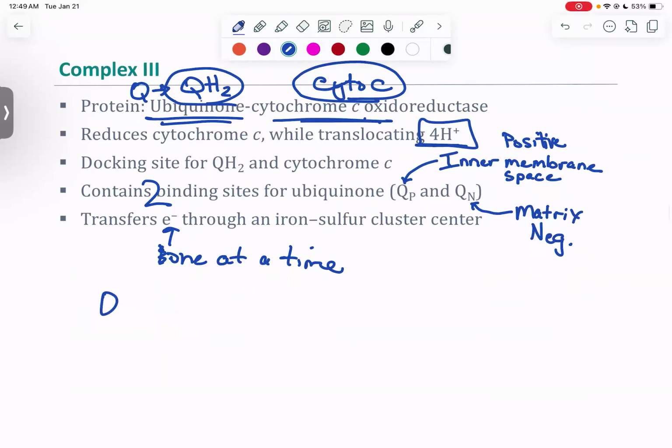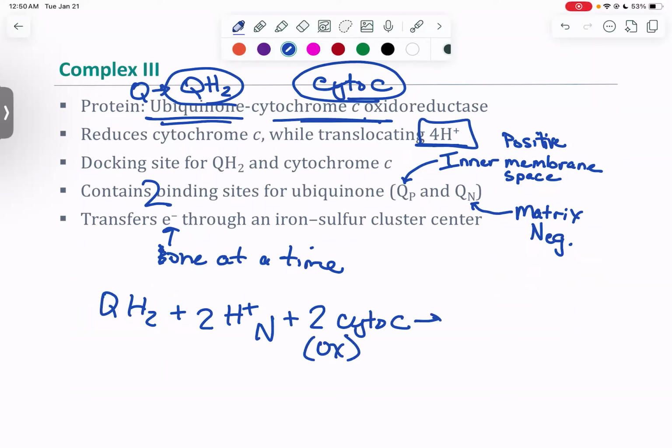So we're going to have QH2, and it's going to have 2 protons from the negative space plus 2 cytochrome C. And remember that those cytochrome C's are oxidized, in parentheses. And what are we going to make, right? We're going to drop off our electrons and our protons. We're going to end up with Q. We're going to end up with 4 protons that are now on the positive side, or the intermembrane space. And we're going to end up with 2 cytochrome C's, but now they're going to be in the reduced state.